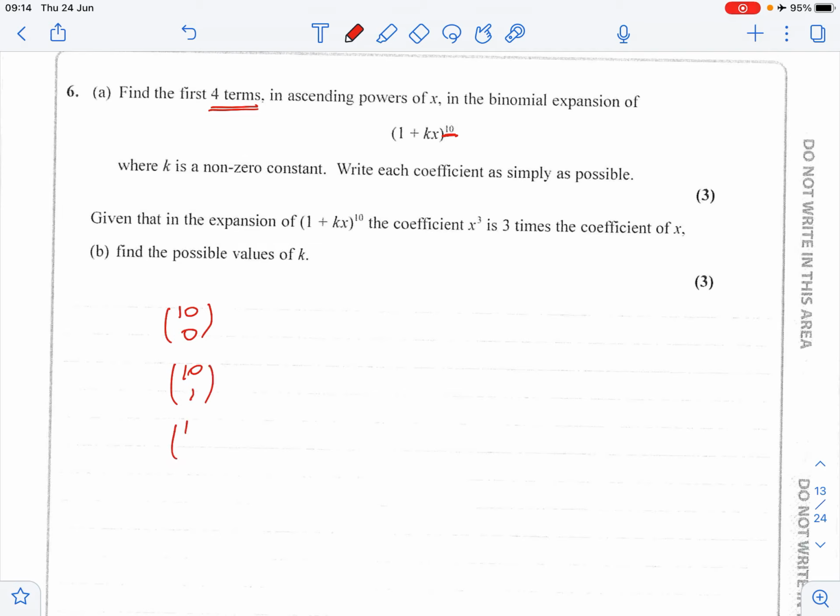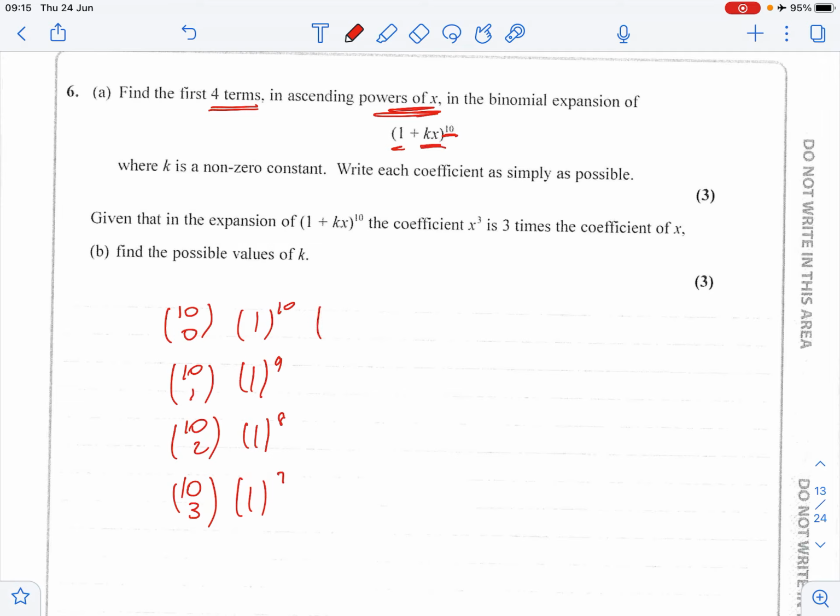Second term would be 10C1. Third term would be 10C2. And the fourth term would be 10C3. Since we want to write in ascending powers of x, we must write our number term in descending powers. So it's 1 to the power of 10, 1 to the power of 9, 1 to the power of 8, and 1 to the power of 7.